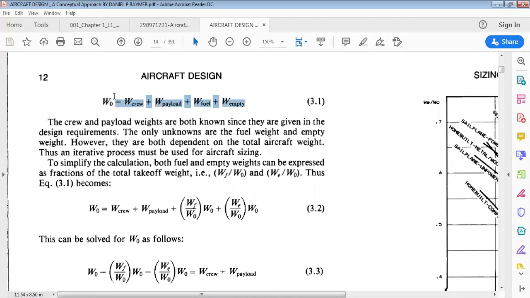It means the crew, the people who are on board, and you can see the payload. What is the useful payload we are going to carry in the aircraft? This is called payload. And you can see this is called the fuel weight, which is filled in the fuel tank for the completion of a mission, and the empty weight.